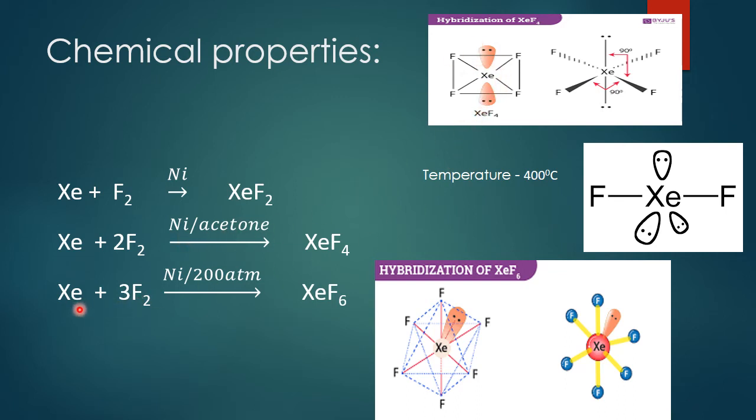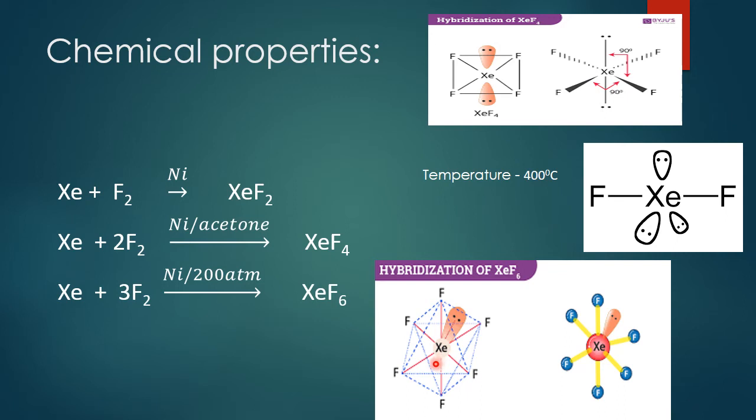Next one, when xenon is treated with 3 moles of fluorine, you get the compound xenon hexafluoride, but the condition is nickel instead of acetone. Here we are maintaining 200 atmospheric pressure, but the temperature is the same, 400 degrees Celsius. The product obtained is xenon hexafluoride, and its shape is said to be distorted octahedron. Why is it a distorted octahedron? Because there is 1 lone pair of electrons present, and its hybridization is sp3d3.